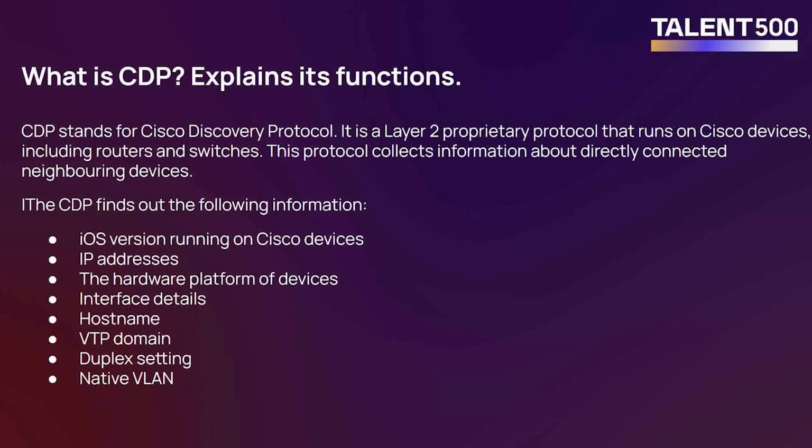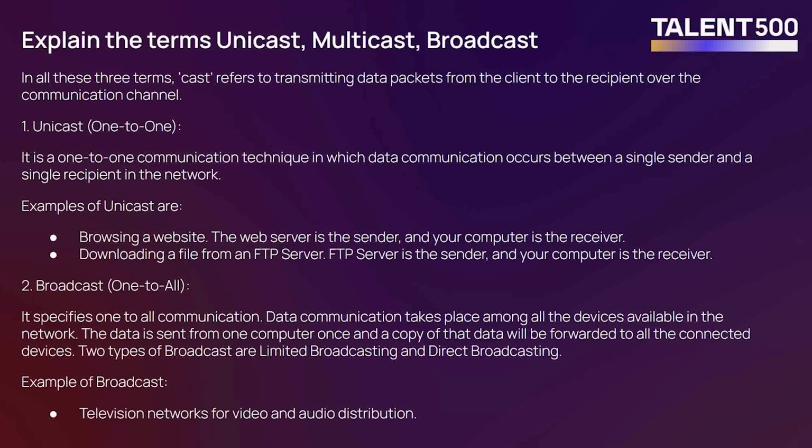Moving on to our next question, which is to explain the terms Unicast, Multicast, and Broadcast. Now, these are very important terms which are frequently used in routing and similar domains. In all these three terms, cast refers to transmitting data packets from the client to the recipient over the communication channel. If we talk about Unicast, it is a one-to-one communication technique in which data communication occurs between a single sender and a single recipient in the network.